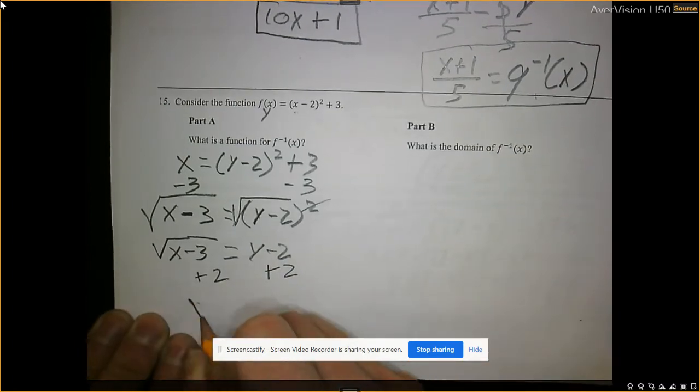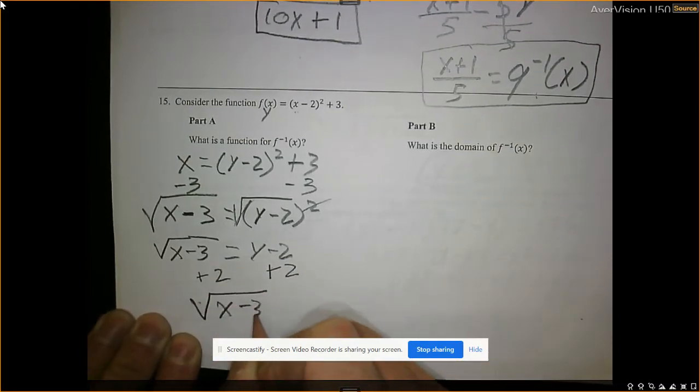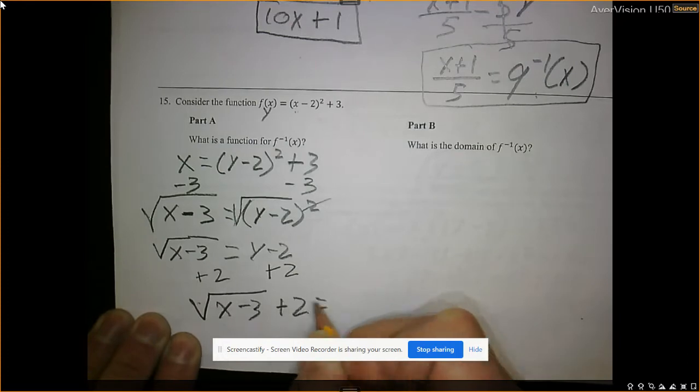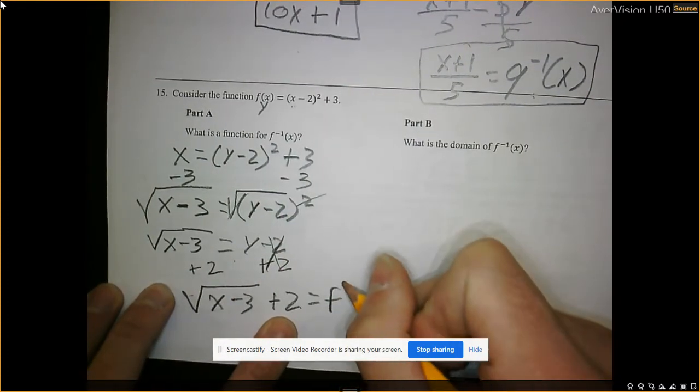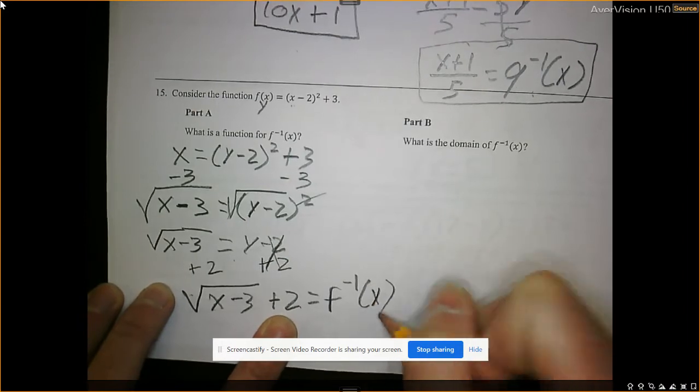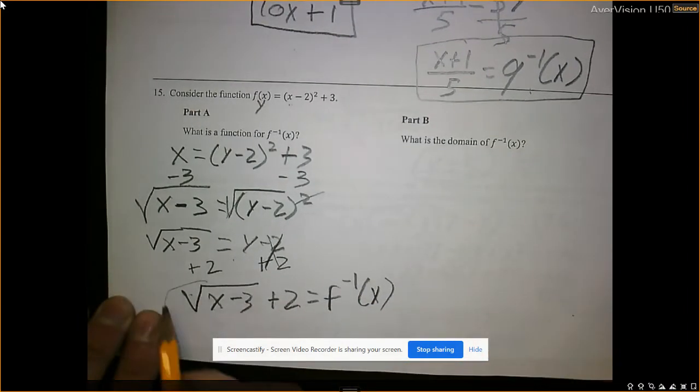When I do that, I get square root of x minus 3 plus 2 equals, remember now it's just y, but what were we finding? We were finding f inverse of x, so I can replace y with that now.